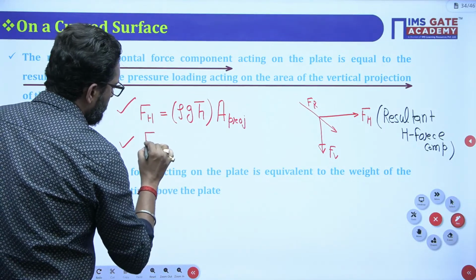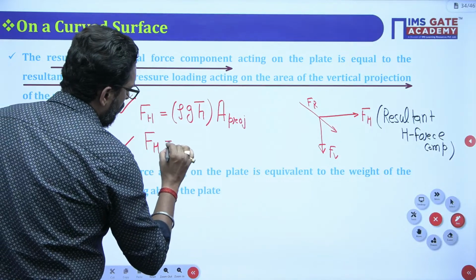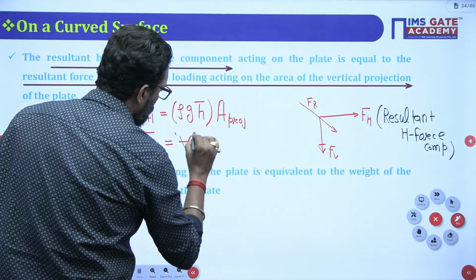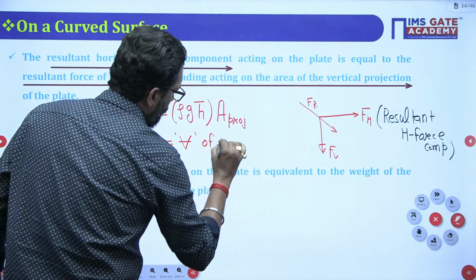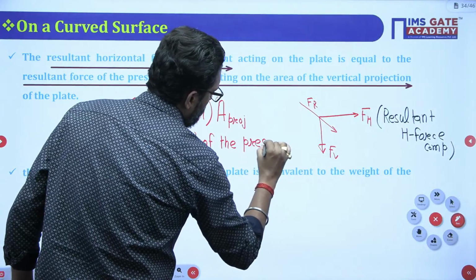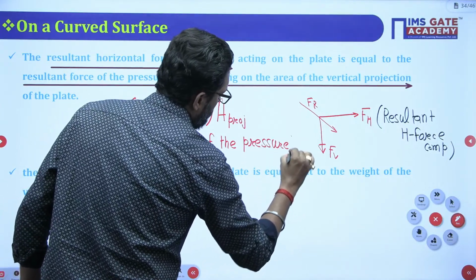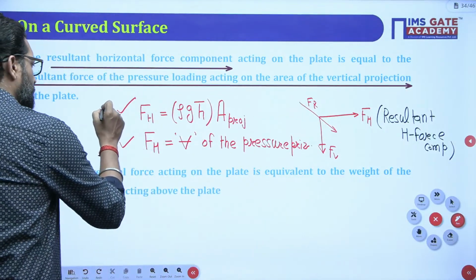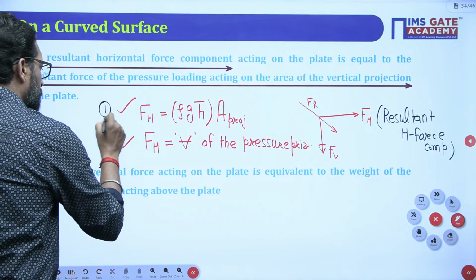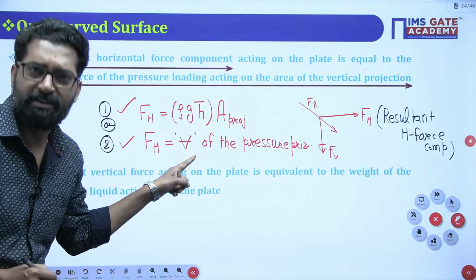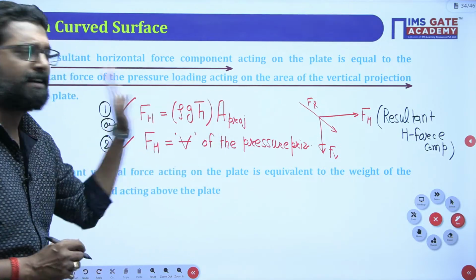The horizontal force is equal to the volume of the pressure prism. From this method or this method: this is called the formula method, and this is your projection method. You can find the horizontal force.